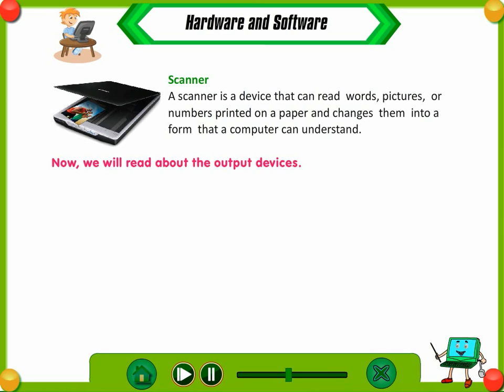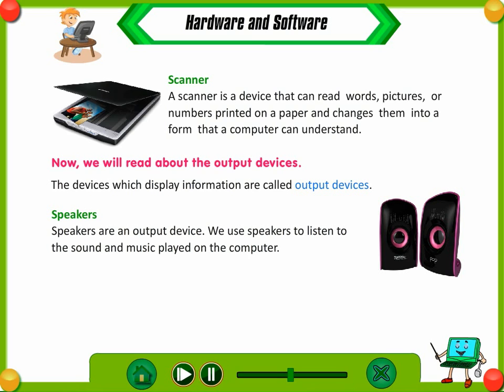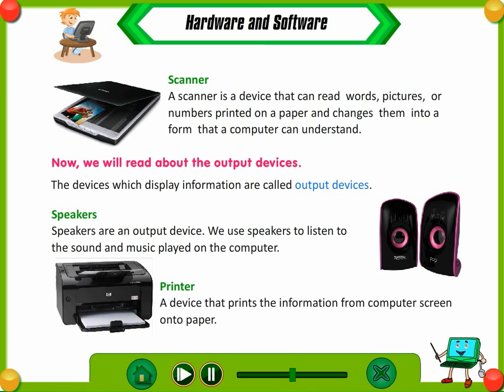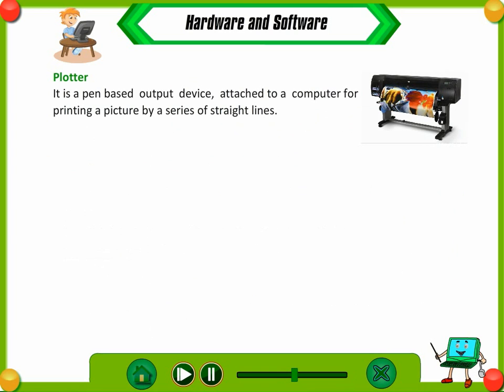Now we will read about the output devices. The devices which display information are called output devices. Speakers. Speakers are an output device. We use speakers to listen to the sound and music played on the computer. Printer. A device that prints the information from the computer screen onto paper. Plotter. It is a pen-based output device attached to a computer for printing a picture by a series of straight lines.